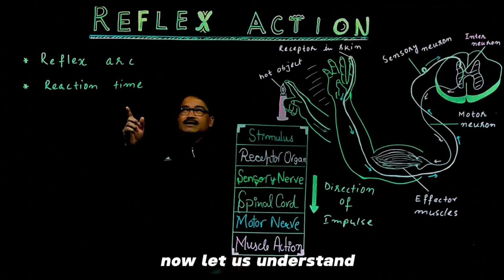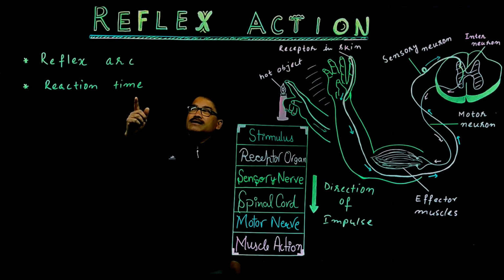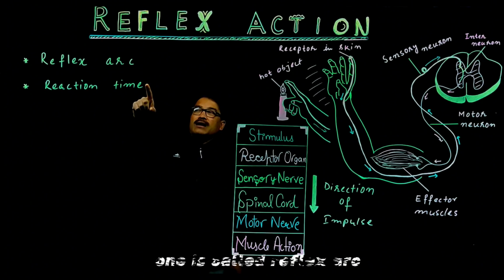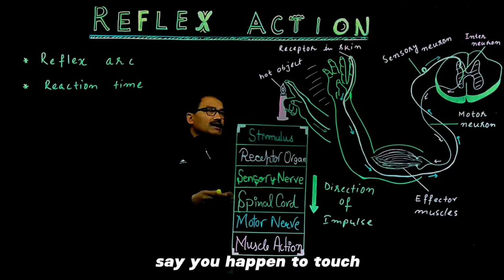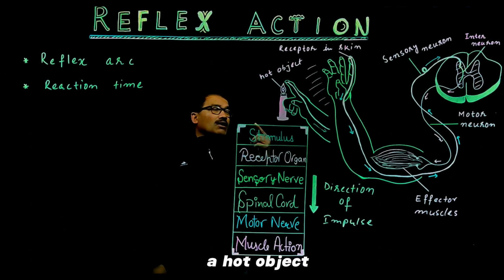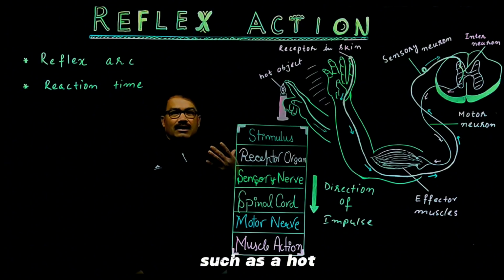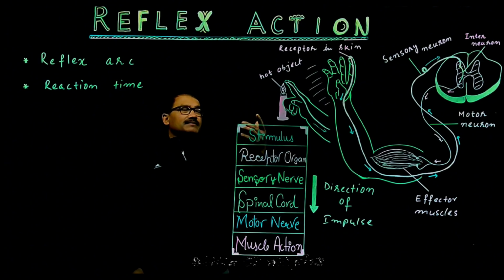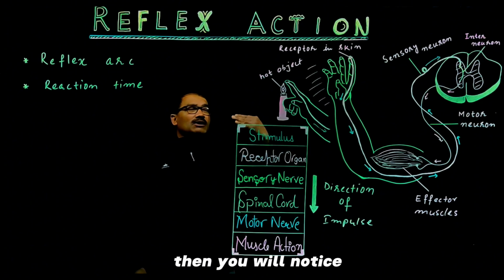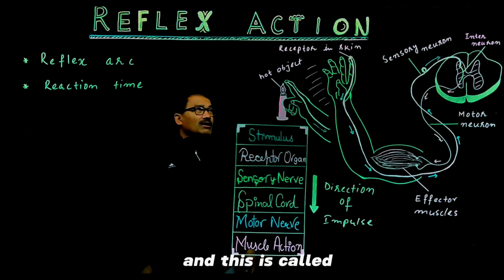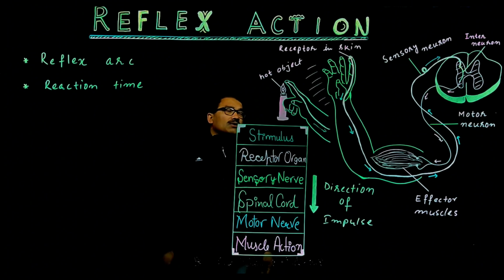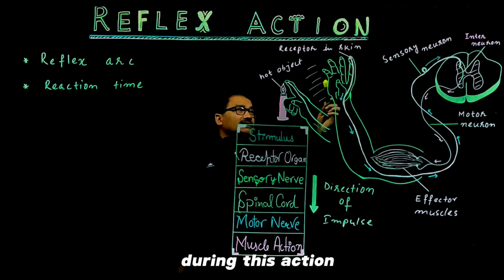Okay, now let us understand two more topics. One is called reflex arc and the second is called reaction time. Say you happen to touch a hot object such as a hot plate or maybe the flame of a candle, then you will notice that your hand is withdrawn, and this is called a reflex action. What happens during this action?